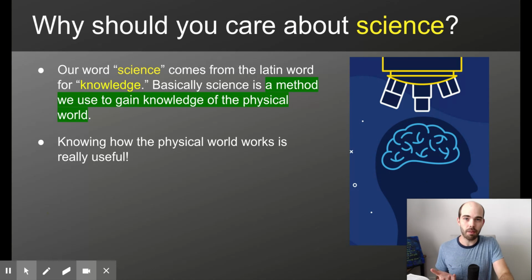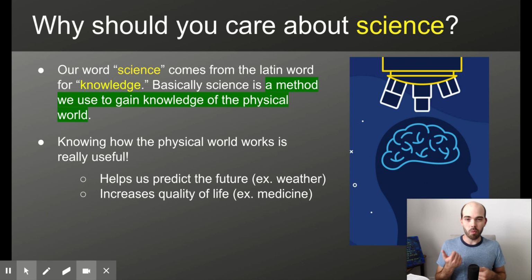I can think of a couple of examples. So, one, it would help us predict the future. And you might be like, whoa, we can predict the future? Yeah. Think, for example, of the weather. If I know what causes it to rain or what causes it to snow, then I can look at weather patterns and predict, hey, in a week, it's going to be a huge snowstorm. And that knowledge is really useful.